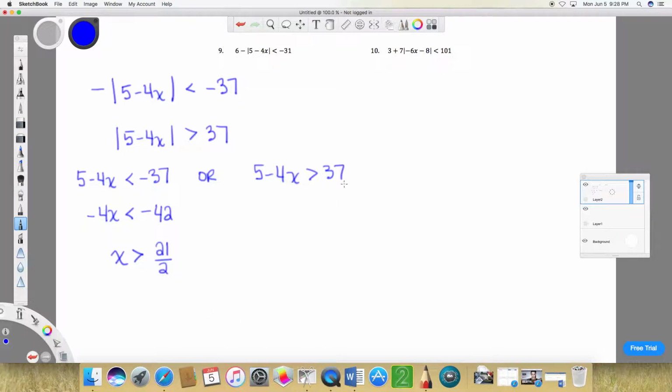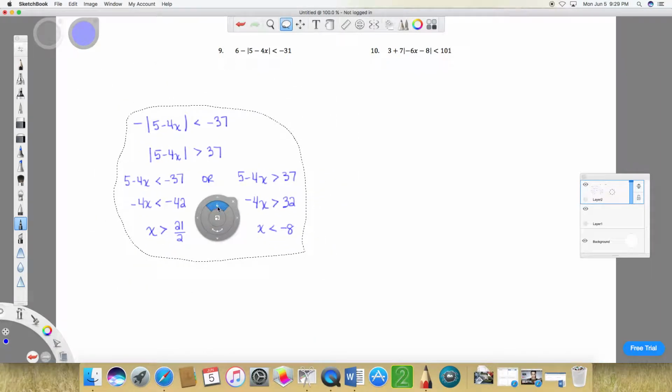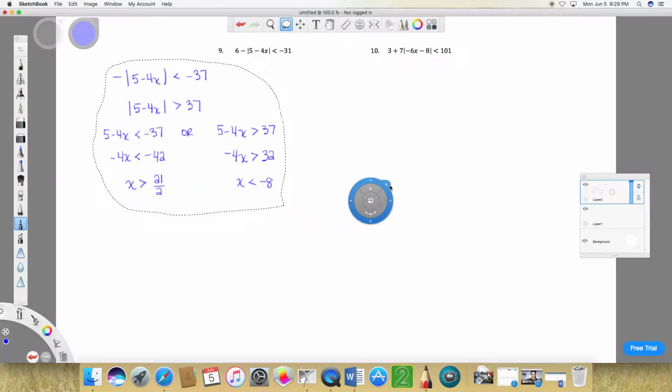Now over here, we do the same thing. We subtract 5 from each side. We have negative 4x is greater than 32. When I divide both sides by a negative 4, this time 32 divided by negative 4 is negative 8. So what do we have? Well, let's shrink this up. Our critical points, or if you want to refer to them as endpoints or our boundaries, are negative 8 and then 21 over 2.